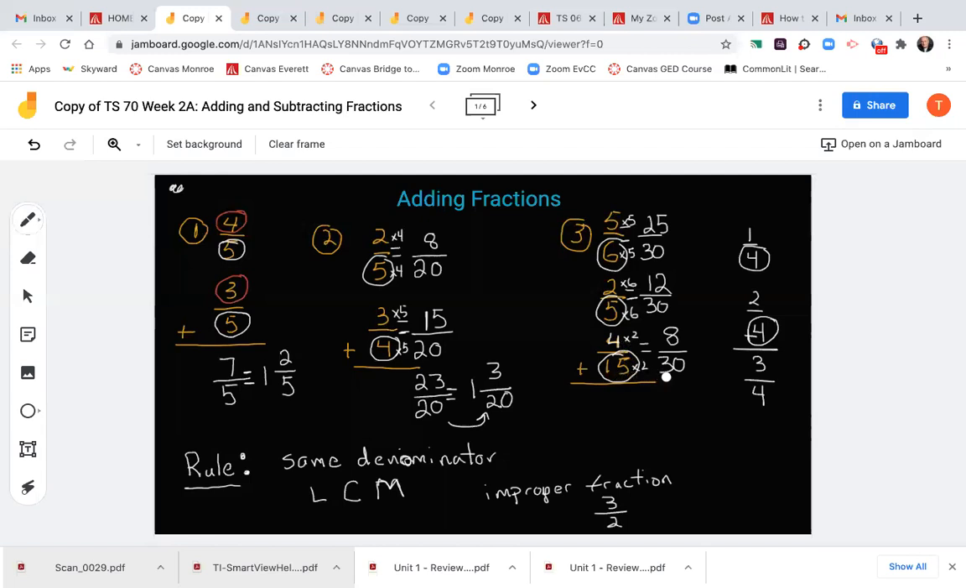I would go 5 times 6 is 30, so 4 times 2 is 8. I would just do it all in my head. 5 times 6 is 30, so 6 times 2 is 12. I'm just doing it in my head and writing the answers up here. Okay.